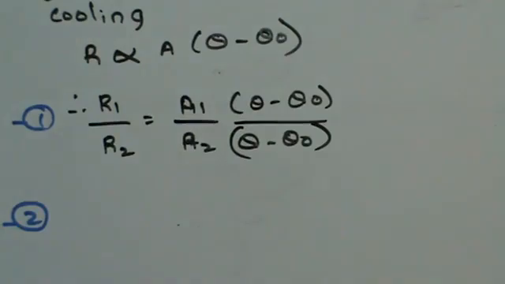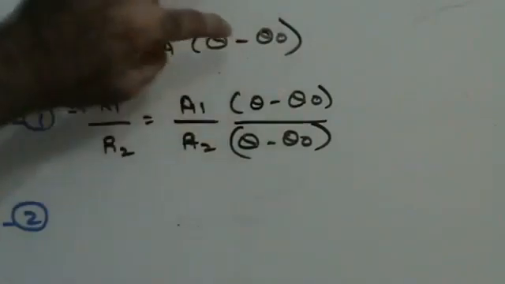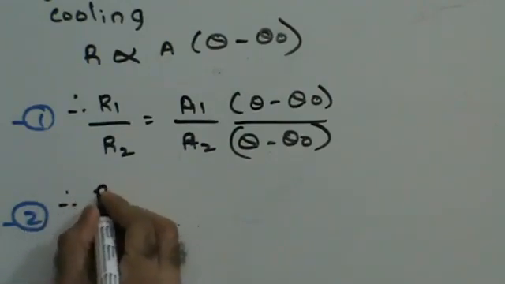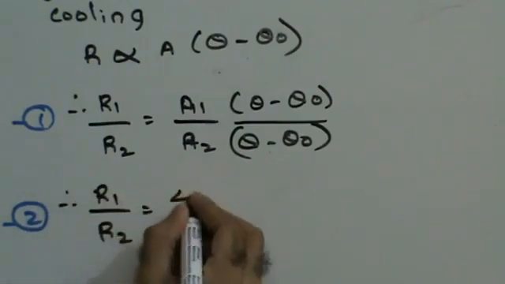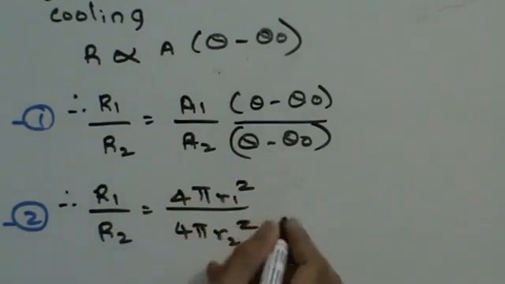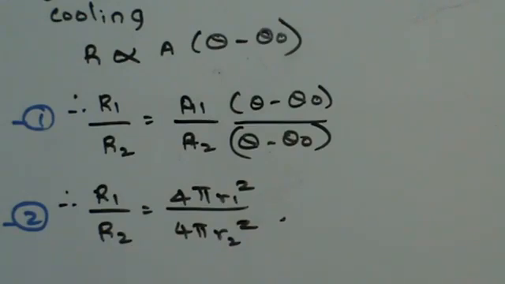Excess temperature of the body over the surrounding. The only thing is that they are heated to the same temperature and cooled to the same temperature. That means theta and theta 0 are the same. The only thing is that the radii are different. Therefore I can say that R1 upon R2 is 4 pi R1 square upon 4 pi R2 square, right? So in that case you will get R1 upon R2 is R1 upon R2 the whole square, right? So you will come to know the ratio of the rate of cooling.